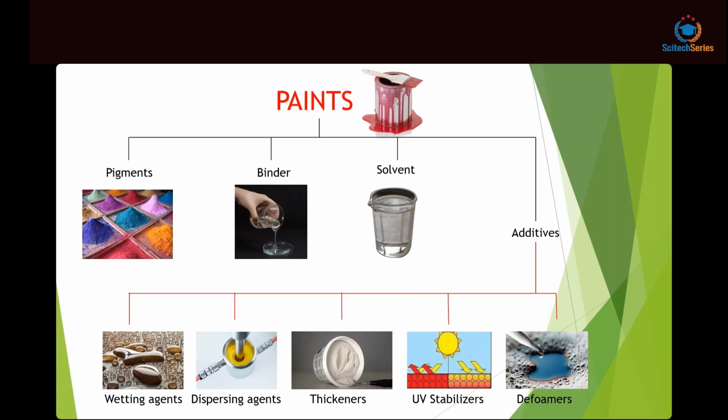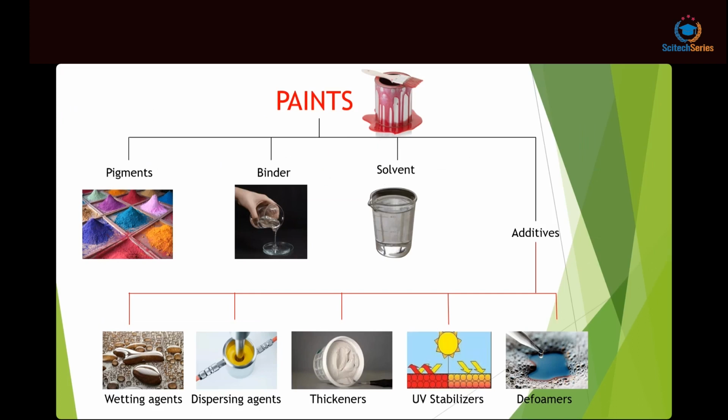Then dispersing agents are used to grind the pigment. Pigments are normally big particles, and we need to reduce them to certain micrometers. Therefore, we have to improve grinding efficiency, so we put in some dispersing agents to get that property.